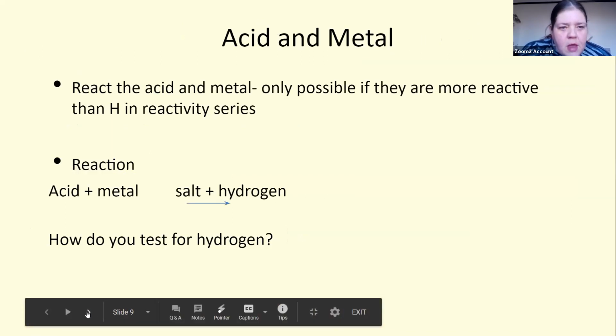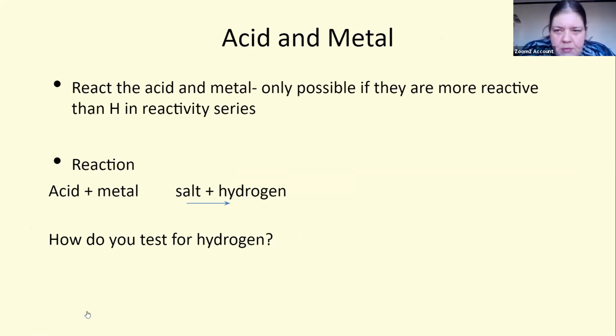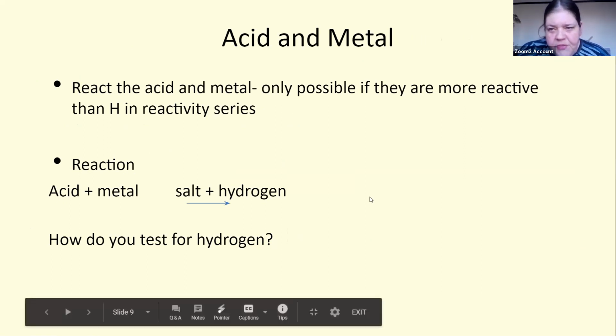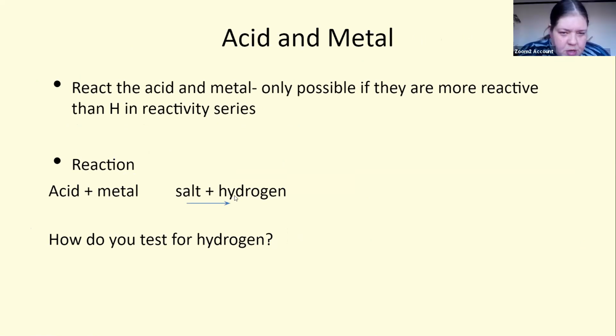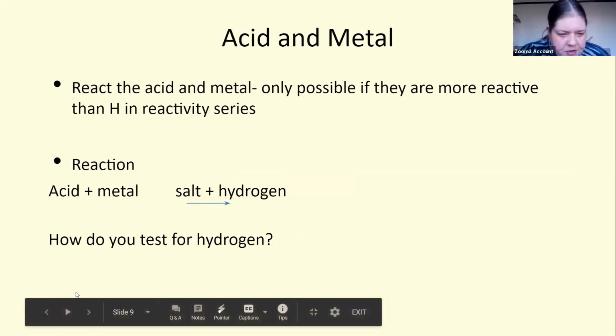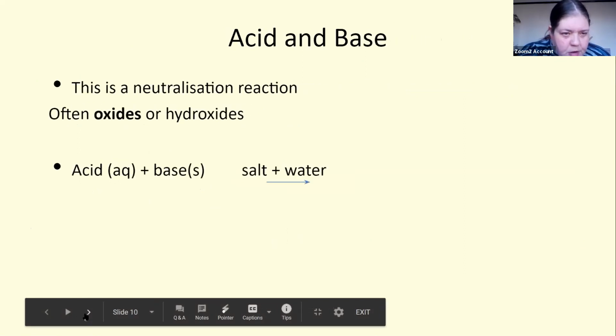Awesome. So this is it again, and I've done it. So reactions of acid and metal are only possible if they're more reactive than hydrogen in reactivity series, sir. There we go. Yeah. Acid plus metal, salt plus hydrogen. Excuse my arrow being off. And we've covered how we test for it, so we're all good on that one.